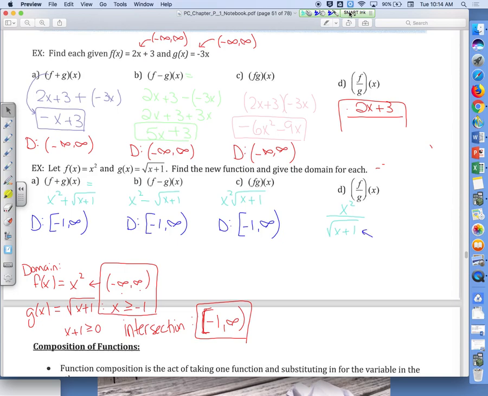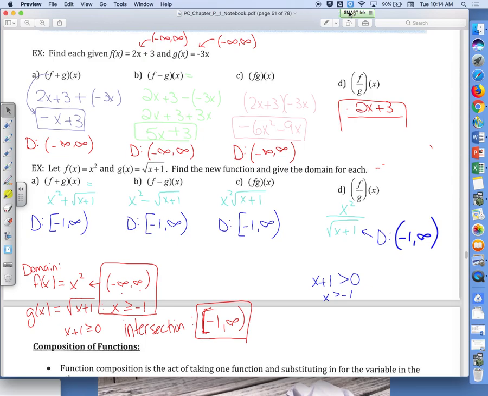Now this one, the only thing that I have to worry about is the denominator can't equal 0, so that x plus 1 underneath the root has to be just greater than 0. It can't be equal to 0. So my values have to be greater than negative 1. So my domain for this one, instead of being bracket negative 1 to infinity, it's going to be parentheses, negative 1 to infinity. So not including negative 1. And that's just because you have a denominator for that.